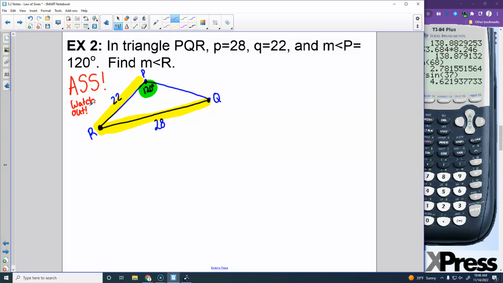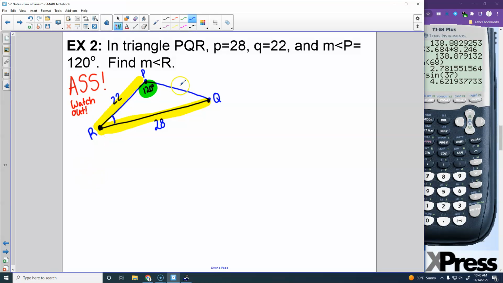If you have angle side side, it means there's possibility for 2 different triangles. We call it the ambiguous case, meaning we're not quite sure, because it could be one thing or another. So we got to watch out for that. I'm going to show you how to check for that in a minute. It doesn't mean it definitely is ambiguous case, it just means it could be ambiguous case. So what we're going to do is set the problem up like we would for any problem. Now, it asked me for measure of angle R right here.